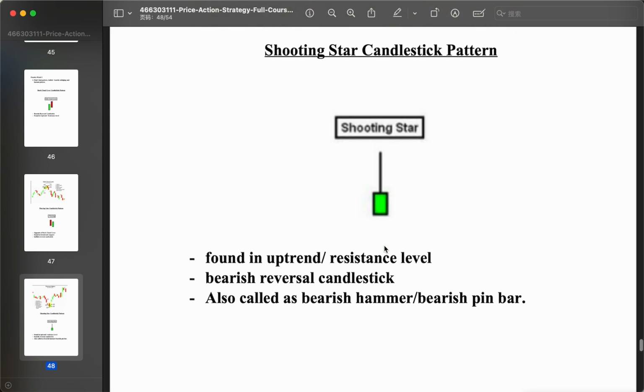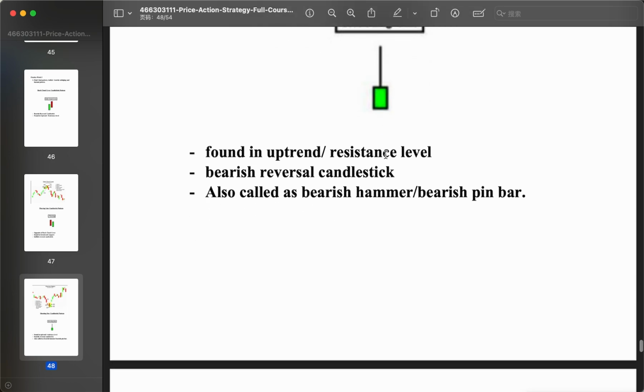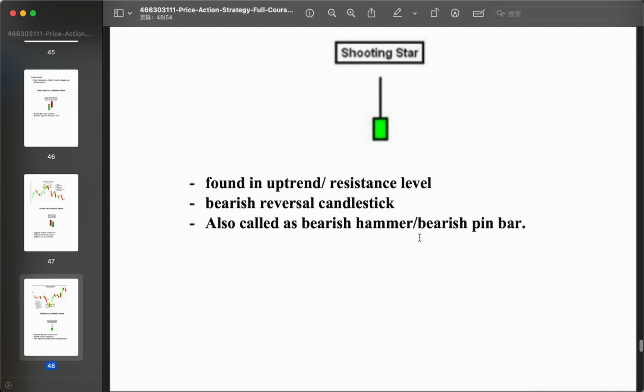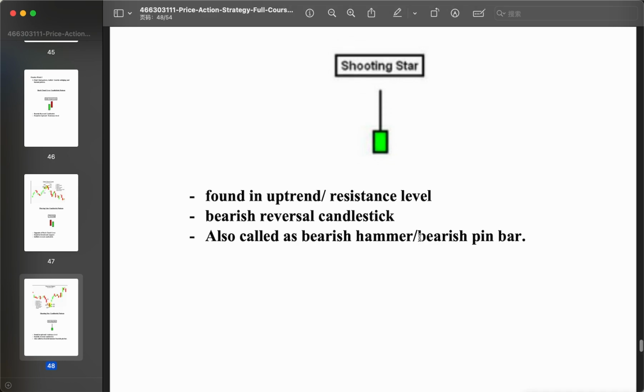So this is a shooting star candlestick pattern, a typical one. You have a reddish candle, but half of it or more than half of it becomes like a straight line, meaning there's no volume on the straight line. And you will find this pattern in uptrend and resistance level. So this is a bearish reversal candlestick. It can also be called a bearish hammer or bearish pin bar. So there are different ways of describing it. You can call it bearish hammer, or bearish pin bar, or you can directly name it shooting star.